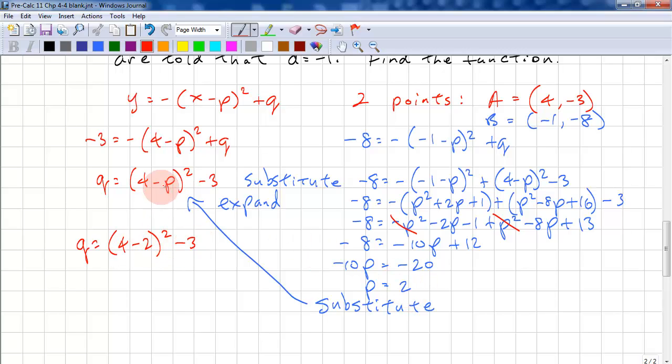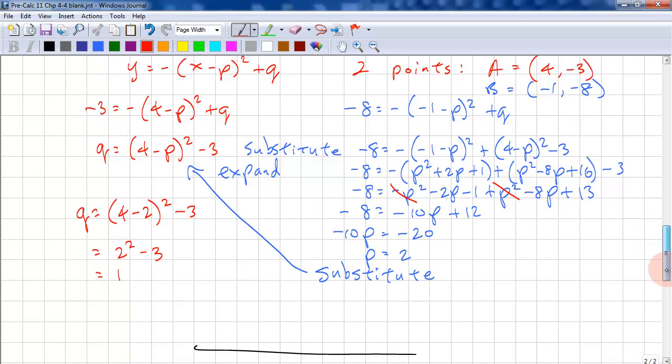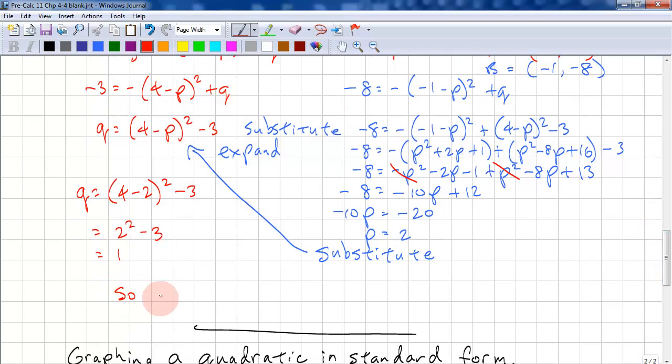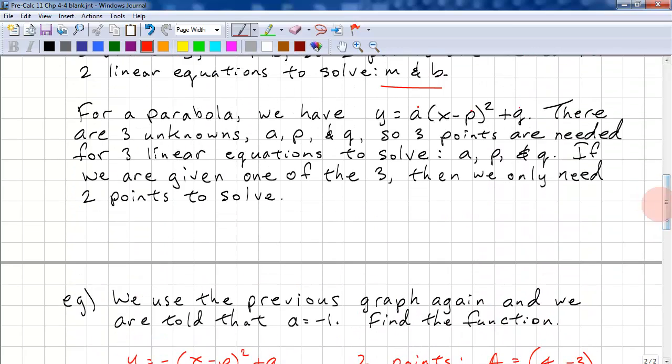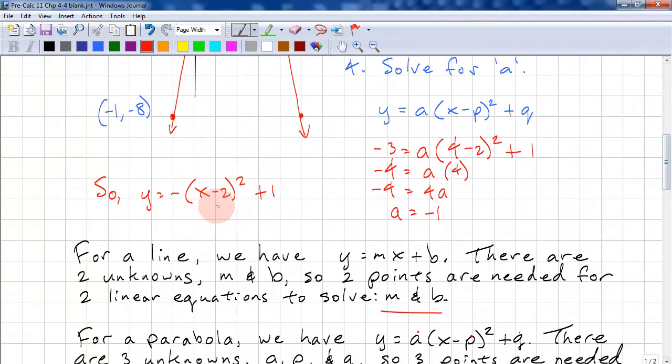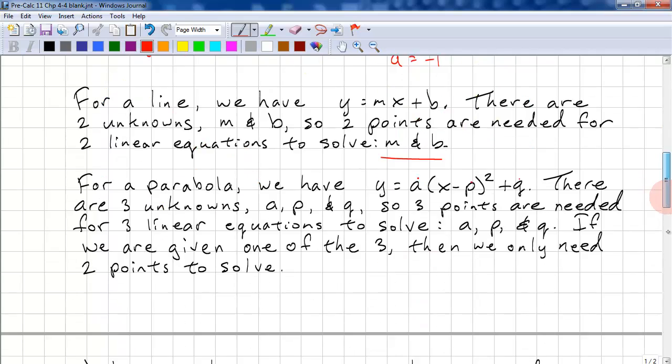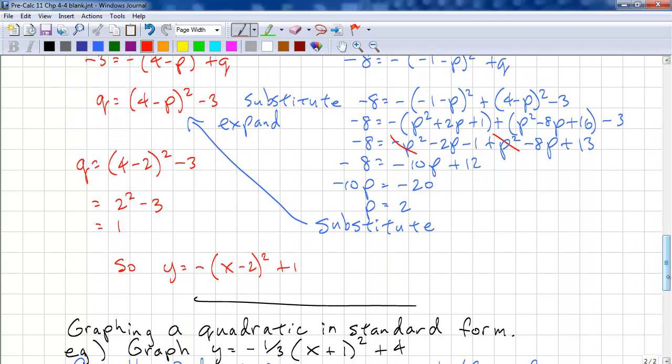So we're putting the 2 into the p. So q equals 2 squared minus 3. So q equals 1. And again, we write our equation. So y equals negative (x minus 2) squared plus 1. That's the same answer as this. So we're good.